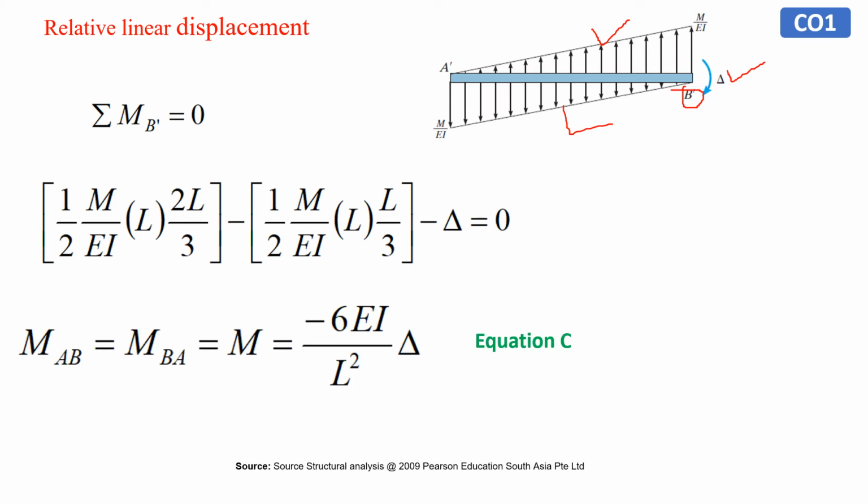Then by solving this equation, M AB is equal to M BA is equal to M is equal to minus 6 EI delta upon L square. So this is equation C, the moment equation for displacement.